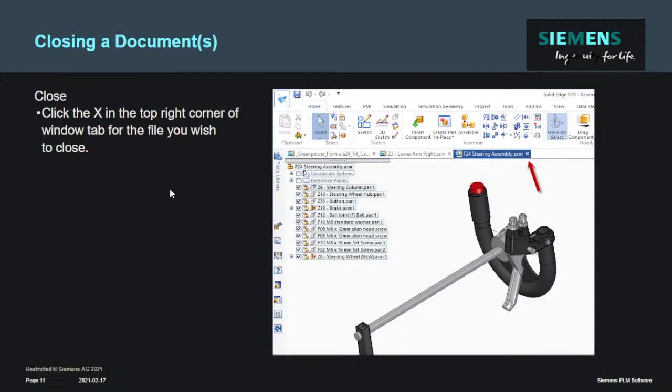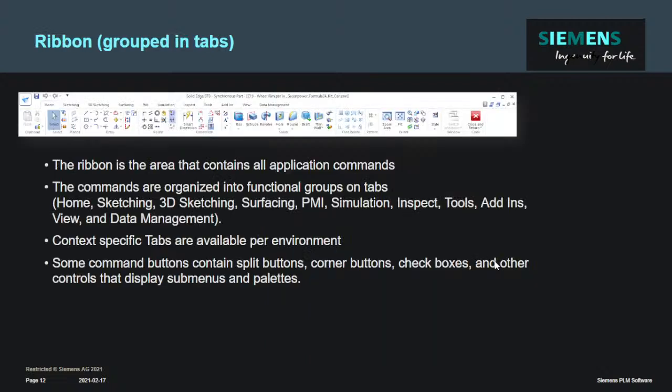Then this is close. So to close any file, you can just click the cross mark here on any open file. All the open files will be present here as tabs at the top, and you just have to click on this cross to close any file.